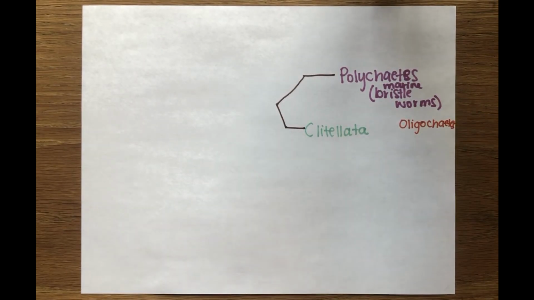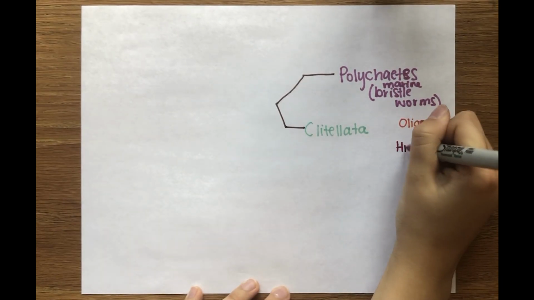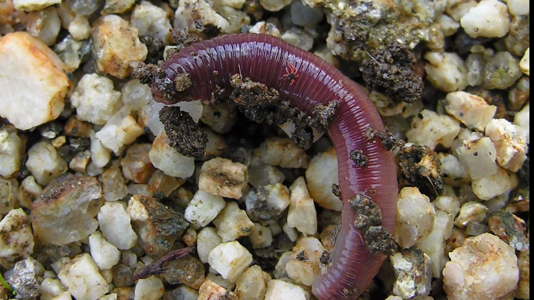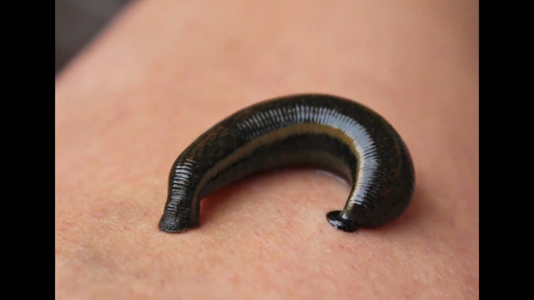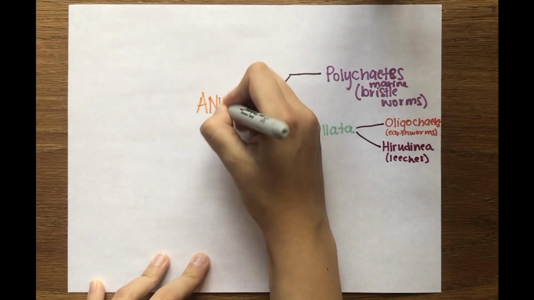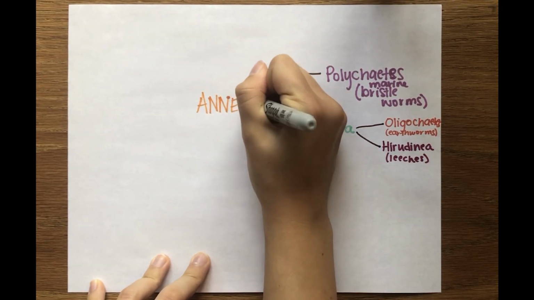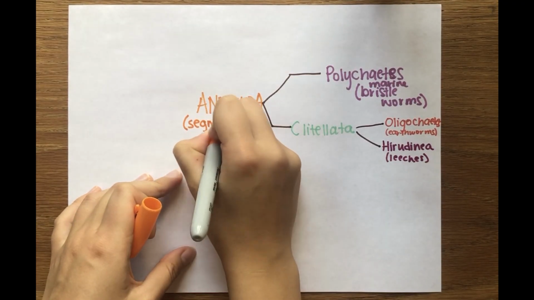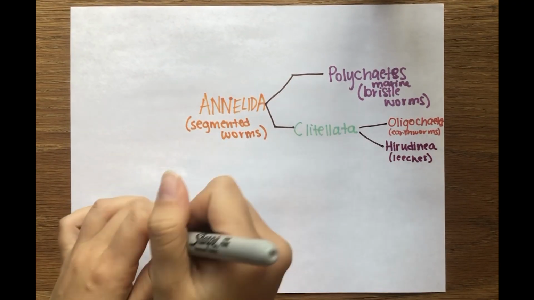The Clitellata is composed of the oligochaetes and the Hirudinea, which are simply the earthworms found in your backyards, and the leeches. These two groups are part of the Annelida phylum, which are by definition segmented worms that are bilaterally symmetrical. The polychaetes make up most of the Annelida phylum.